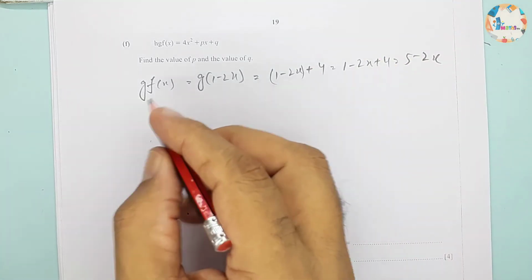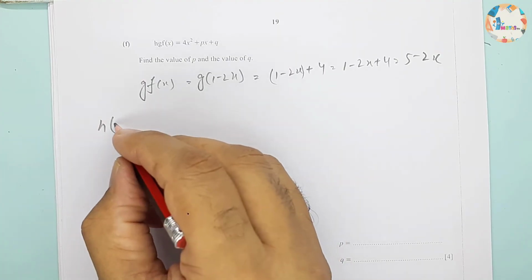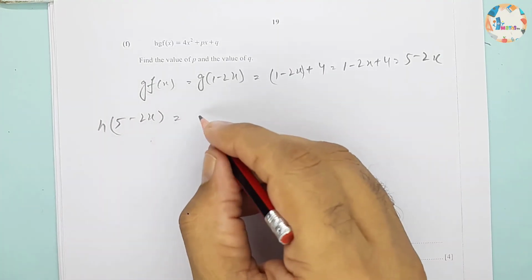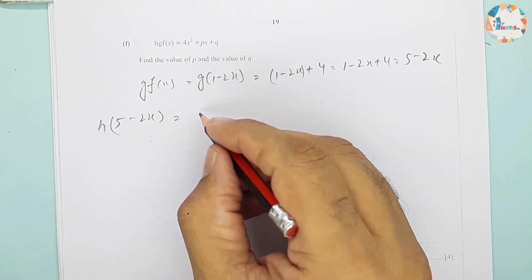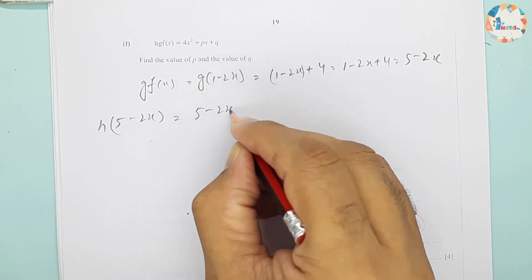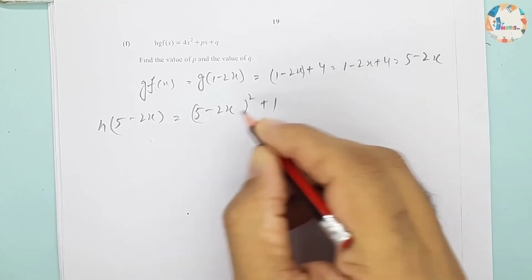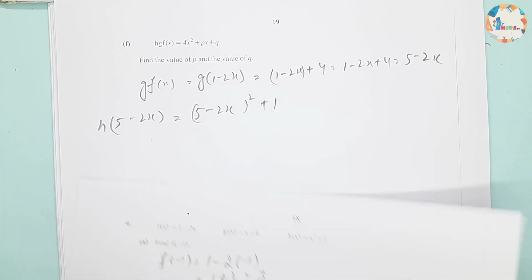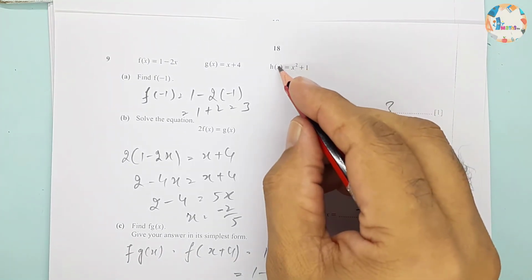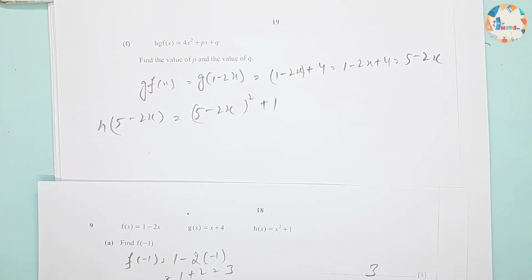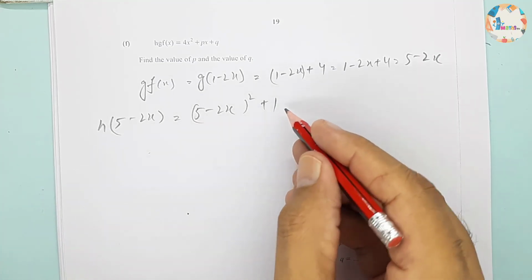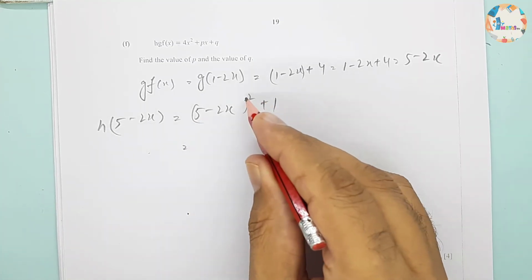Now we will find h of 5 minus 2x, which will be equal to 5 minus 2x squared plus 1, replacing basically 5 minus 2x in the h of x value. X will be replaced by 5 minus 2x and we will get this. And then we will just be opening this square.